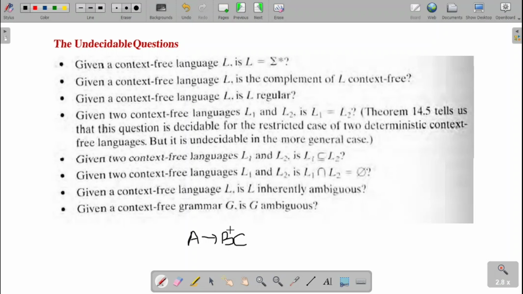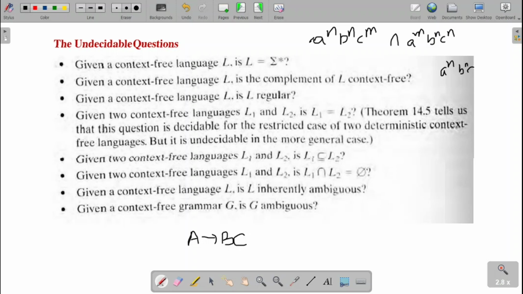The next one: given L, whether it is regular. The next one: two context-free languages, L1 and L2, whether they are equal. The next one: L1 is a subset of L2. The next one: L1 intersection L2. It is undecidable. Let us take a simple example. I have a first language a^n b^n c^m, intersected with a^m b^n c^n. What is the intersection of this? It is a^n b^n c^n.